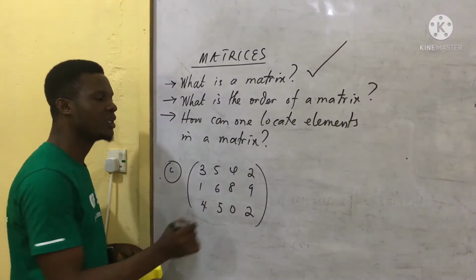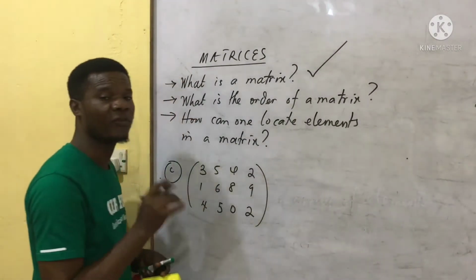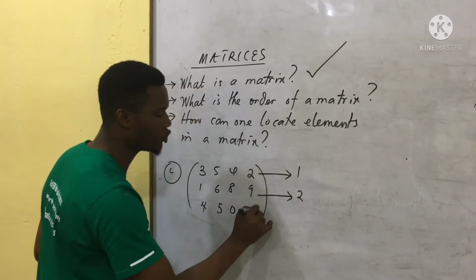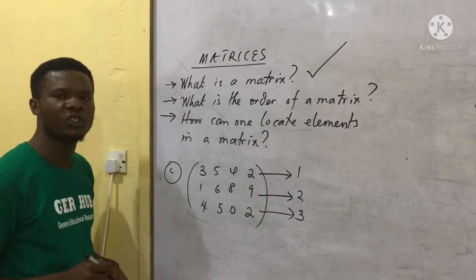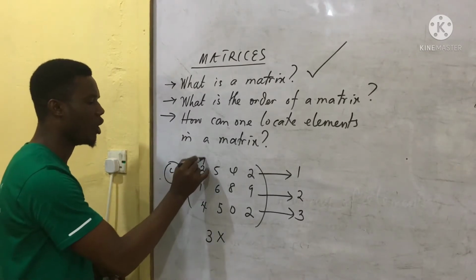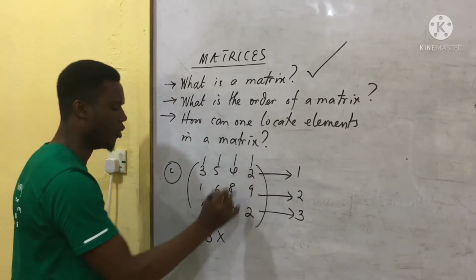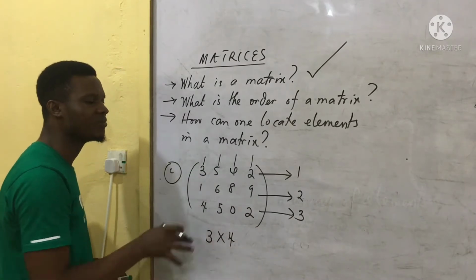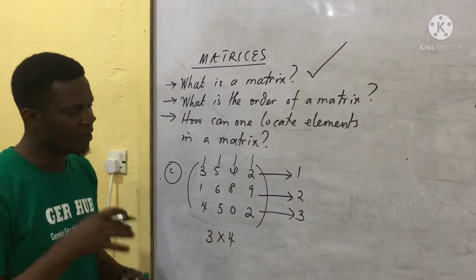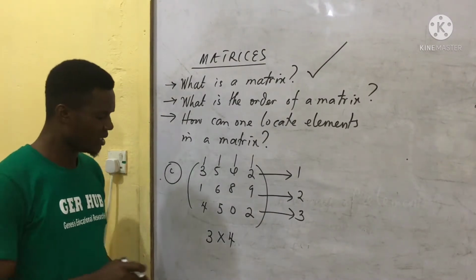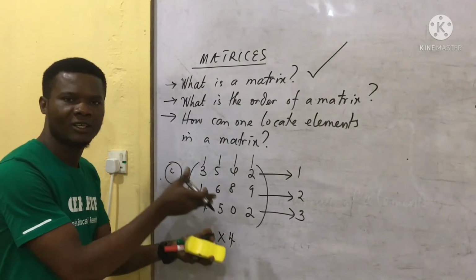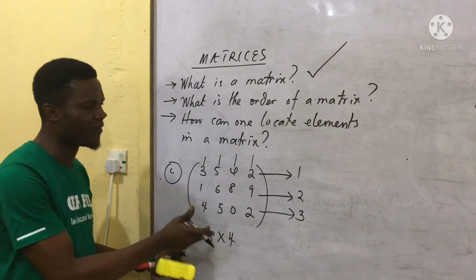The order of this matrix will be told if we can count the number of rows by column. So how many rows do we have in this matrix? 1, row 1, 2, row 2, 3, row 3. So there are 3 rows in this matrix. I'm going to put here 3 by, how many columns do we have? 1, 2, 3, and 4. Meaning that the order of this matrix will be 3 by 4. So we can call this matrix a 3 by 4 matrix. Remember, why is it called a 3 by 4 matrix? It's simply because in this matrix we have 3 rows and 4 columns. Okay, so this is a 3 by 4 matrix.